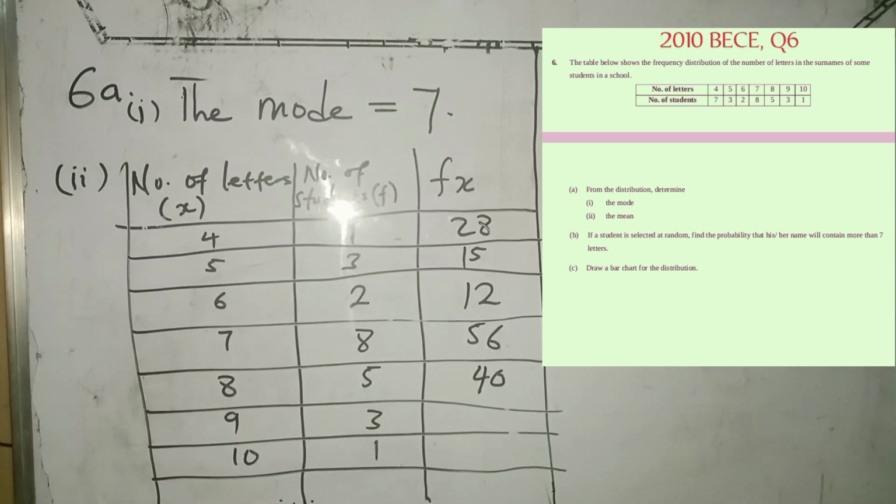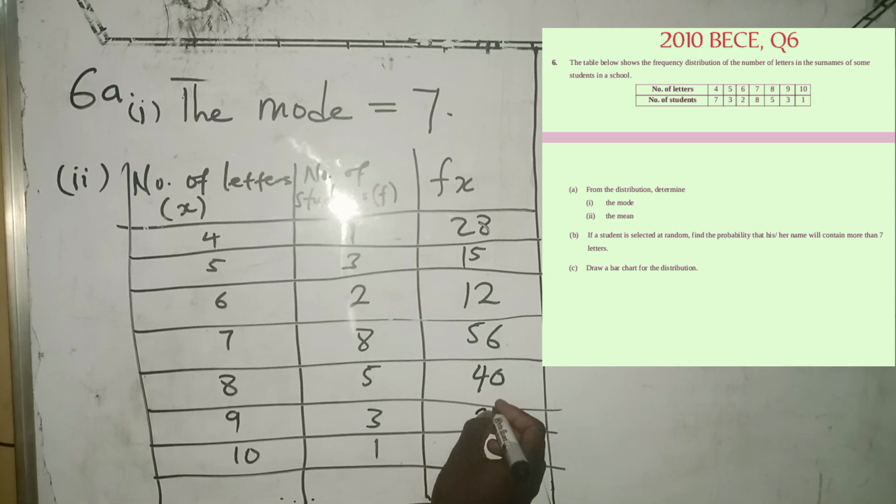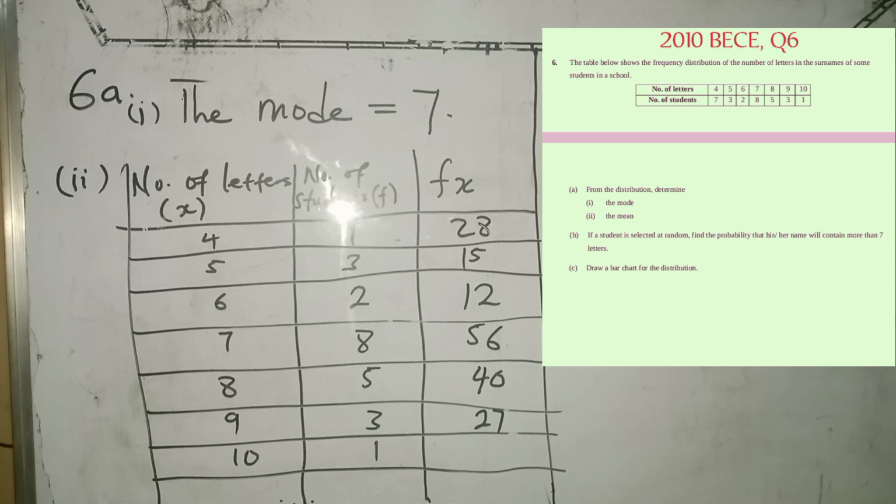9 by 3 is 27. And then 10 multiplying 1 is 10.